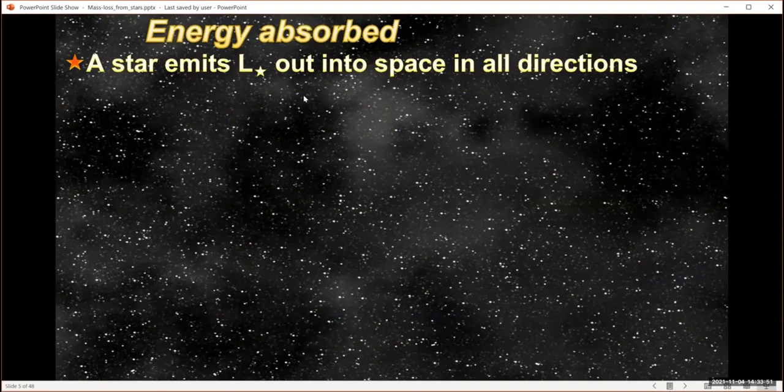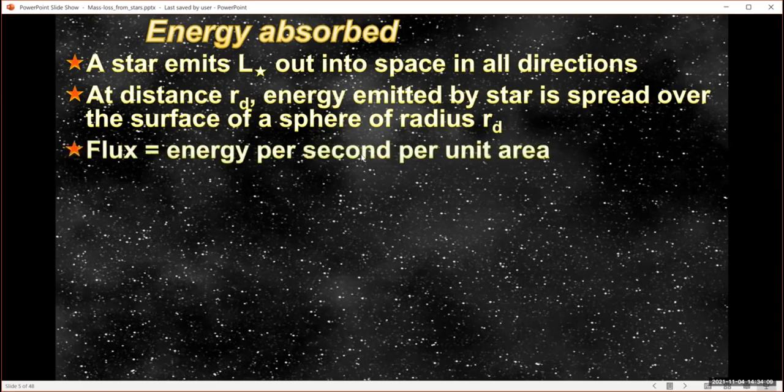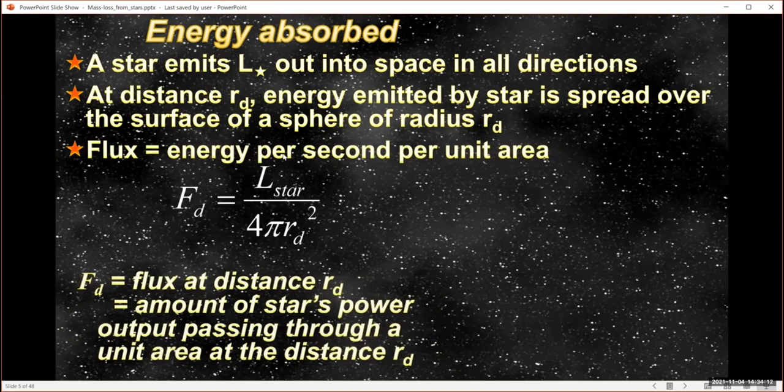Now, for a star, it has its luminosity flowing out in all directions. Once you get to a distance RD from the center of the star, that distance is now the sphere over which the energy is spread. And so now you've got to spread that luminosity out over a much bigger surface area. What we have as flux is the energy per second per unit surface area. So we've got the luminosity of the star, and now it's spread out over a sphere of radius RD. This is the distance from the center of the star to where the dust is.